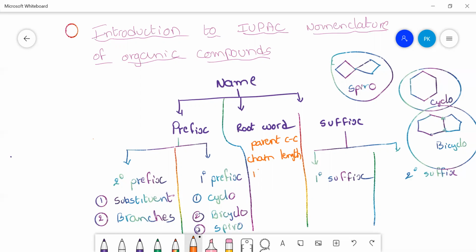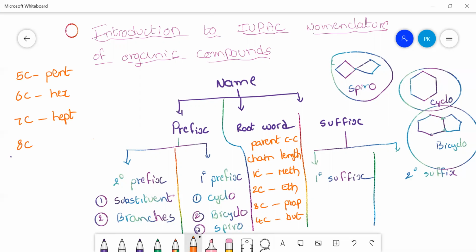Number of carbons: one carbon, we have to use the word meth. Two carbons, eth. Three carbons, prop. Four carbons, but. Five carbons, pent. Six carbons, hex. Seven carbons, hept. Eight carbons, oct. Nine carbons, non. Ten carbons, dec. So these are the root words, students.